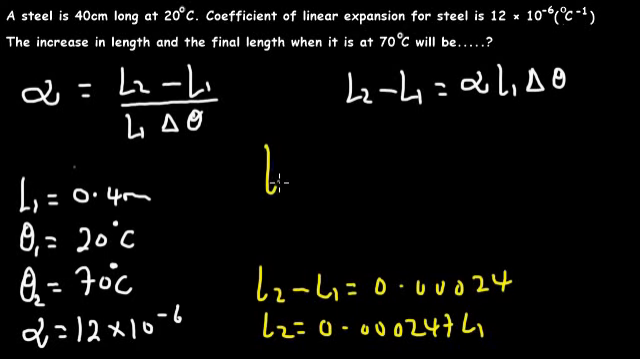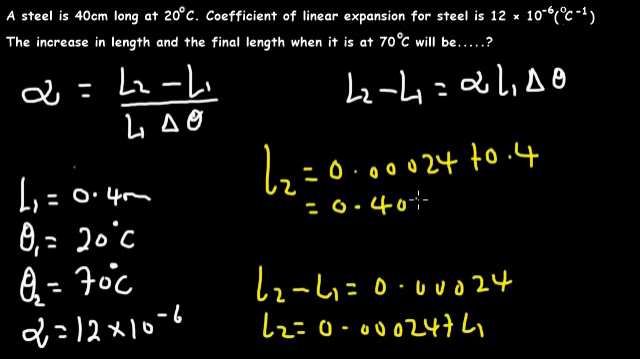Finally, L2 equals 0.00024 plus 0.4. I'm going to use my calculator for that. I have 0.4, so the final answer is simply 0.40024. So that is the solution to the first example, and that is how to use the formula effectively.